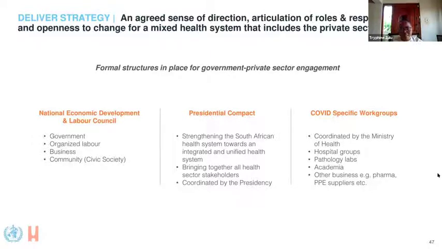So before COVID hit, there was already a platform between the government and its social partners that includes organized labor, big business and other smaller businesses that are represented in this forum, and also civic society. And beyond that platform, there's also a health specific platform that's coordinated by the presidency. In this platform, the goal is to strengthen the health system towards an integrated and unified health system.